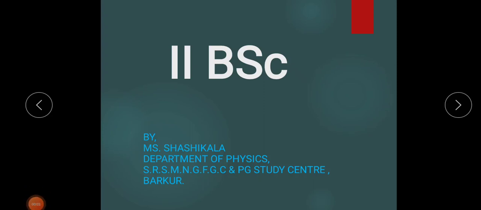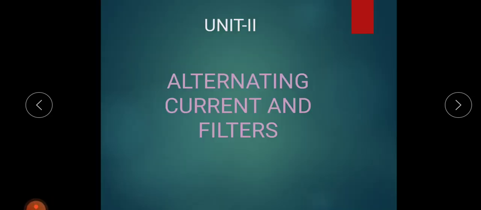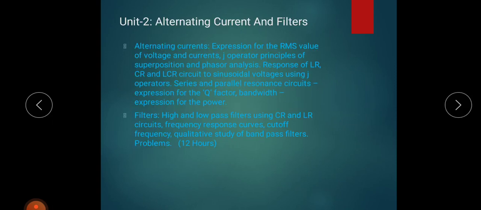Hello students, in today's class we study the concept of second BSc 4th semester unit 2, that is alternating current and filters. Before going to the alternating current, we go through the syllabus of the alternating current and filters. Here unit 2 consists of the following syllabus, as shown in this slide.